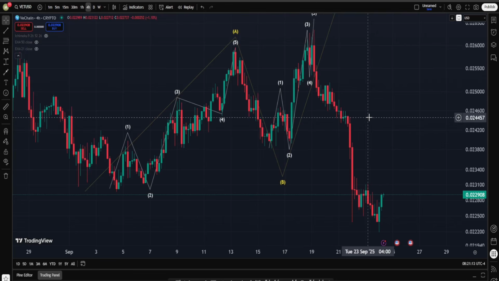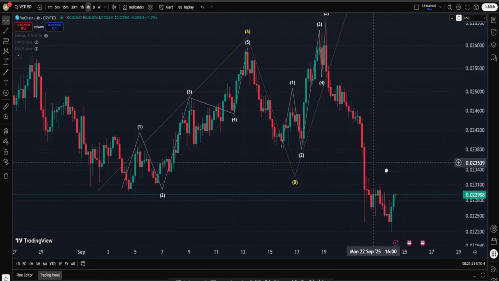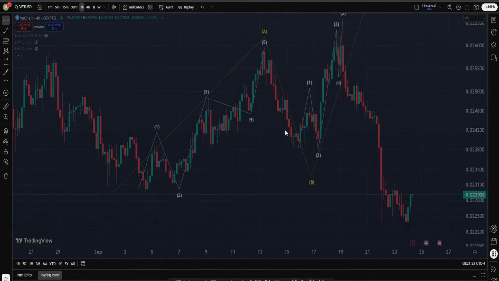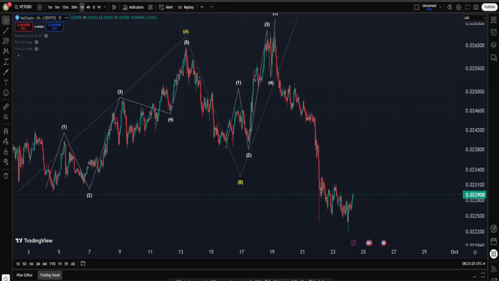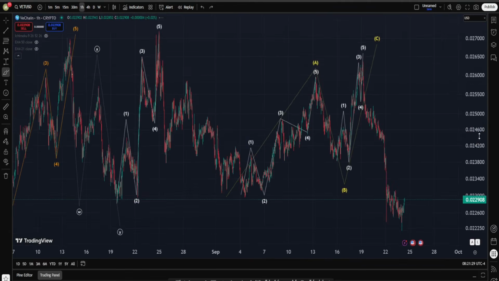And in this update, we are going to check out VeChain's price chart. And guess what? What we talked about in the previous video, the bearish scenario of it actually played out. If you remember, the last time that we talked about VeChain, we were, I think, right around this area. And the idea was that the picture is quite clear.